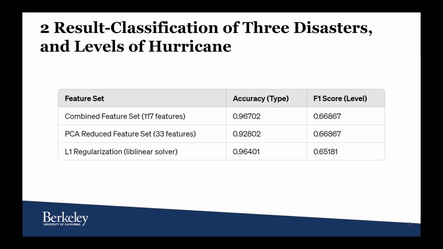0.66867 for level prediction. However, post PCA accuracy dropped to 0.92 with an F1 score of 0.66, possibly due to the loss of crucial information with lower variance components or amplification of noise. L1 regularization resulted in a slightly lower accuracy and F1 scores compared to the full feature set.